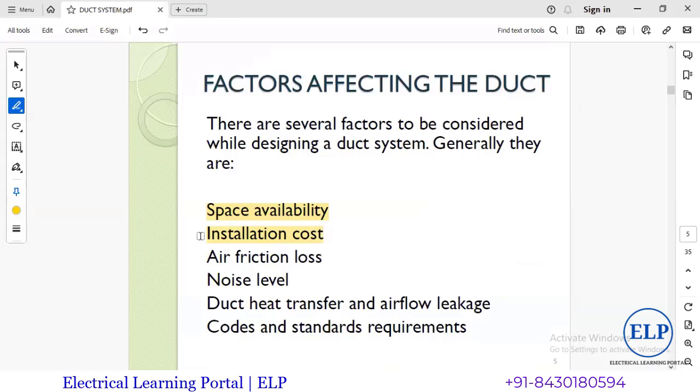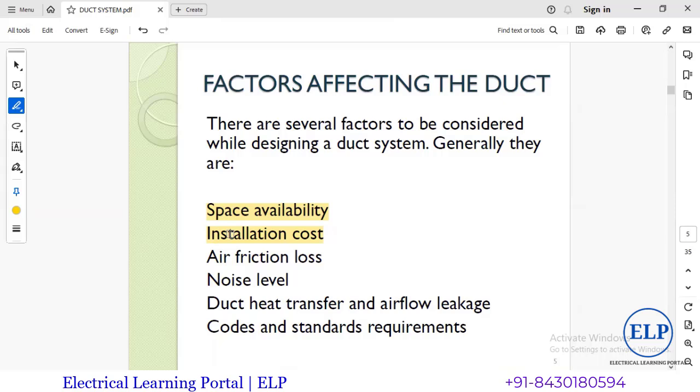Now, how to identify that my installation cost is going to be less? For that reason, we have to follow one aspect ratio. I will explain to you what is the meaning of aspect ratio. So with the help of aspect ratio, we will understand what the costing of our ducting is.